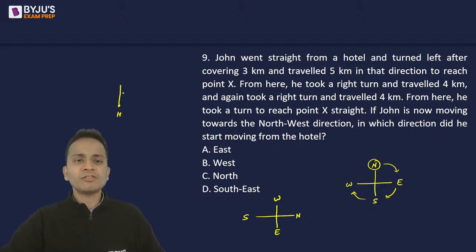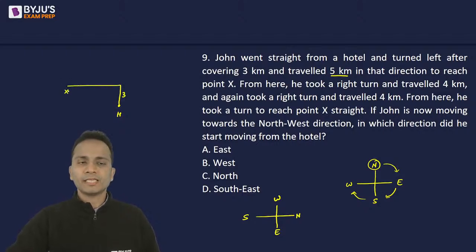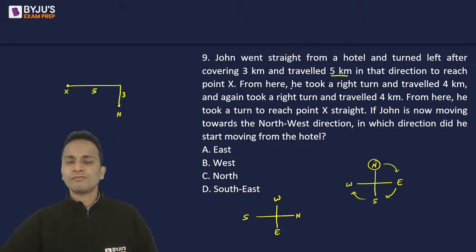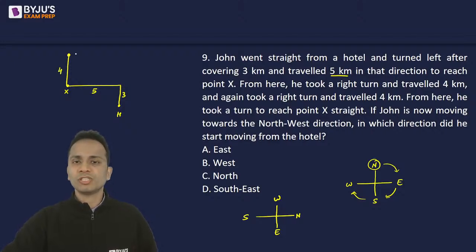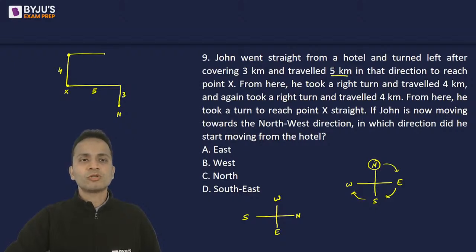And after covering 3 kilometers, he turned left. So left will be on the left hand side. After turning left, he traveled 5 kilometers in this direction to reach point X. So this is 5 kilometers. Done. Now from here, he took a right turn. Right turn will be upwards and he traveled 4 kilometers, so he will reach this point. And then again, he took a right turn and traveled 4. So traveling 4, he will reach somewhere here.